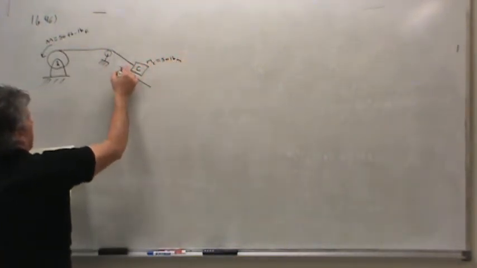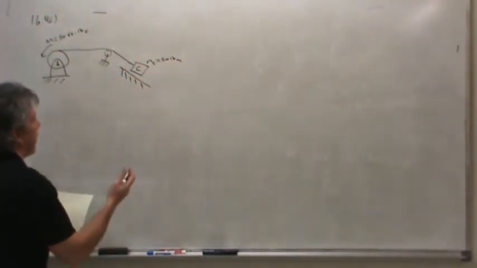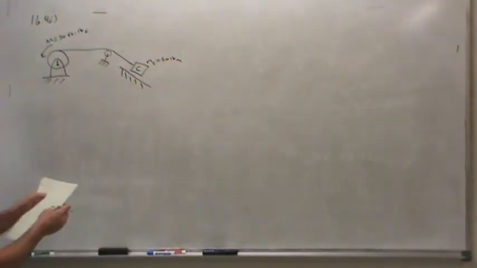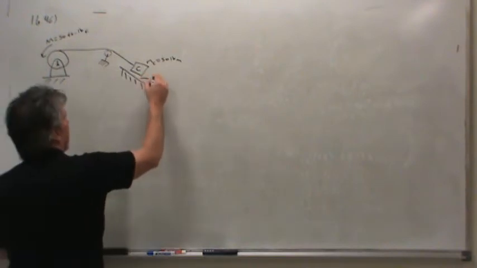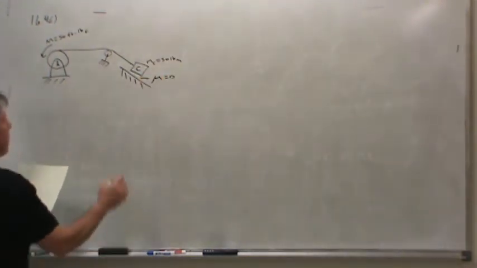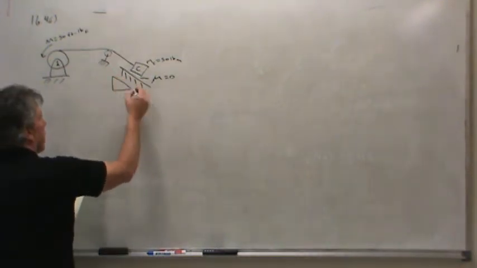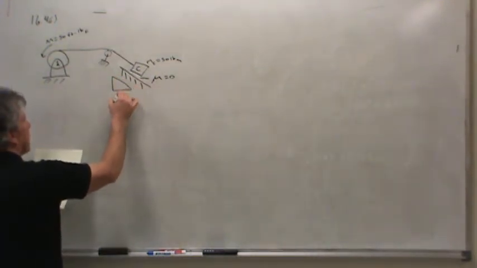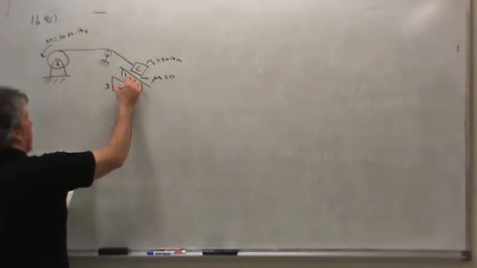Now this mass rides on an inclined plane. I haven't shown them touching. I'm sorry, they should be touching. But there's no friction. The friction coefficient is 0 between the plane and the block. Now, one of the geometric things that they gave us, I think in the figure, maybe not in the text, is that this is just a 3-4-5 incline.